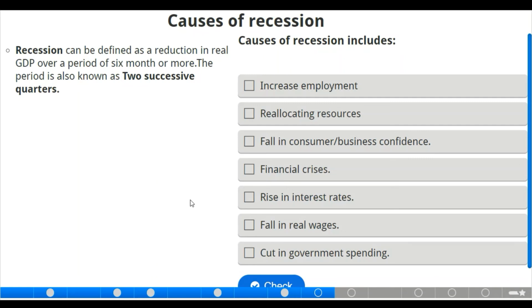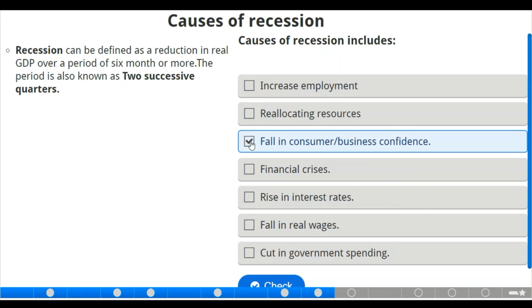Now let us pick what can be the causes of recession here. Now the first one we have is increased employment. Can an increase in employment cause recession? No. And without reallocating resources? Of course, no. But we have fall in consumer business and confidence. Of course, fall in consumer business and confidence can reduce both supply and demand.